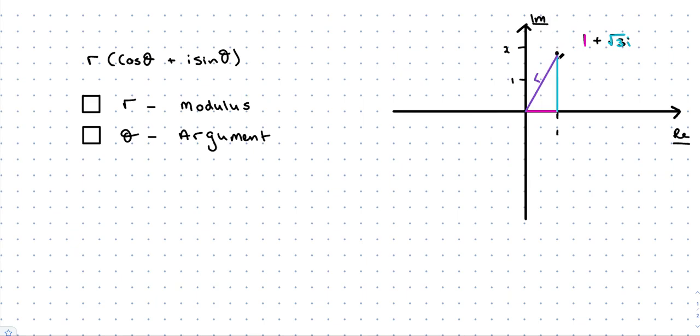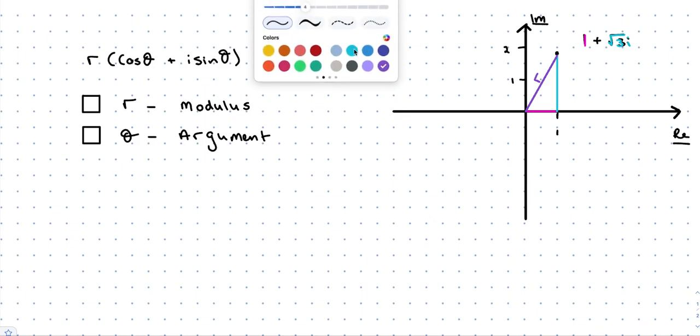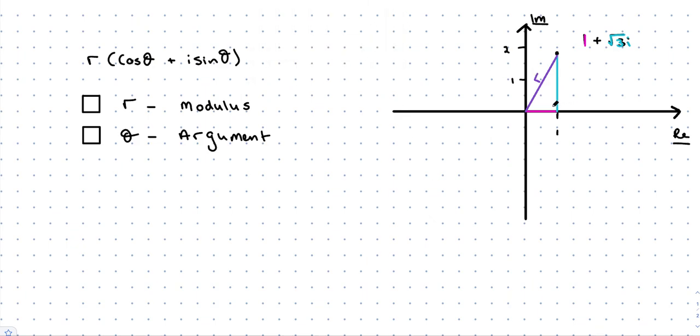So I needed to talk about 2 things there. I needed the length of the piece of string, and I also needed the rotation. So I need to know how many degrees or how many radians I need to turn that string anti-clockwise. If you noticed, I'm working anti-clockwise here. How many degrees is it? So I'm going to call that theta. And that rotation is sometimes called the argument.